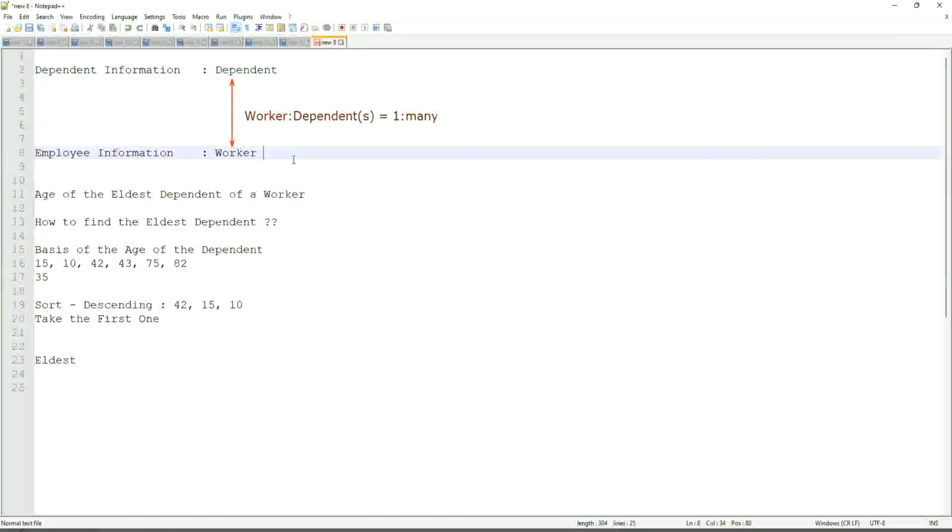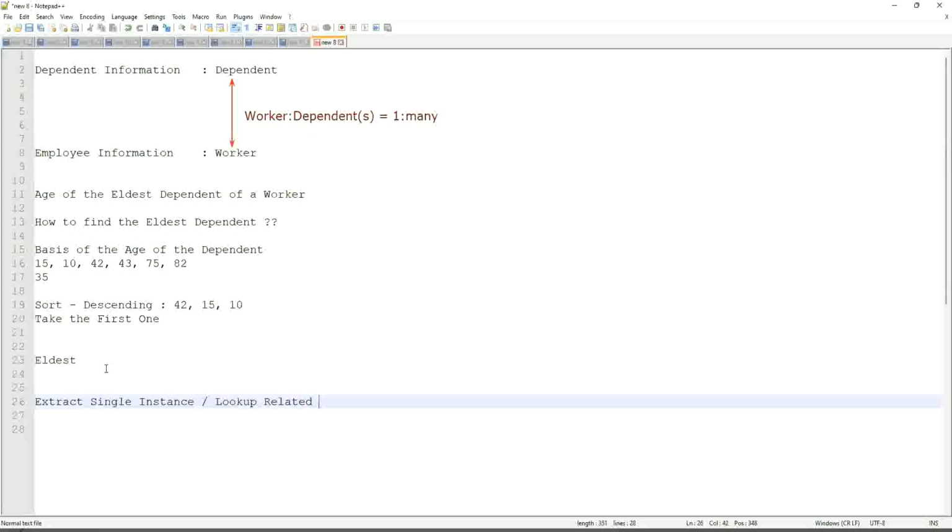But does the worker business object have the information about the dependent's age? The answer is no. That is why we are going to use a combination of calculated fields that is called extract single instance and lookup related value. This is the most common calculated field function that people will ask you in your interviews. ESI and LRV. Extract single instance is called ESI. Lookup related value is LRV.